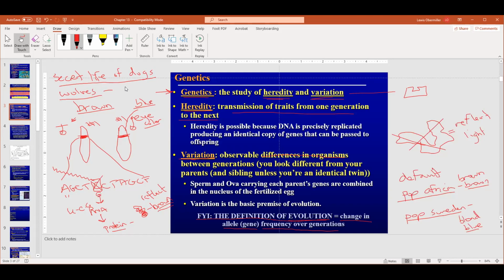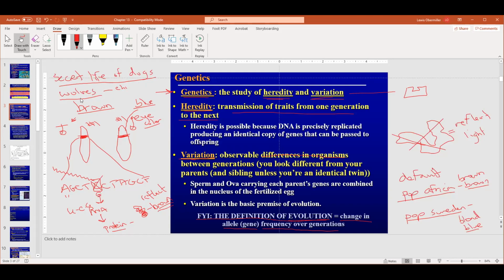And so what evolution says is, well, does the population of dogs look the same? Does a Chihuahua look like a wolf? No. Does a Great Dane look like a wolf? No. Then they've evolved, right?